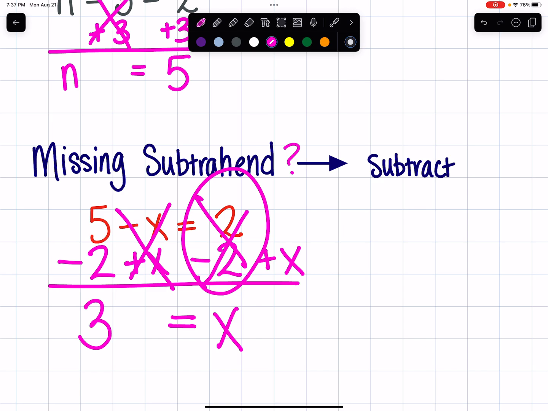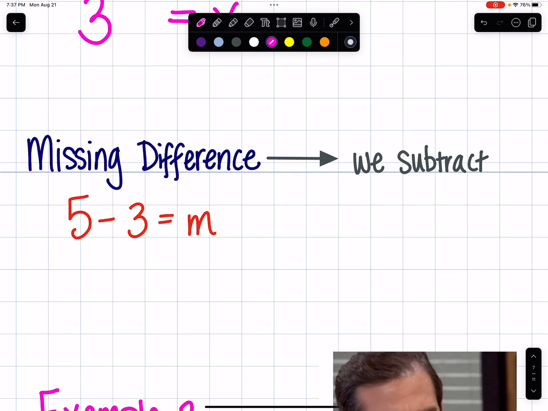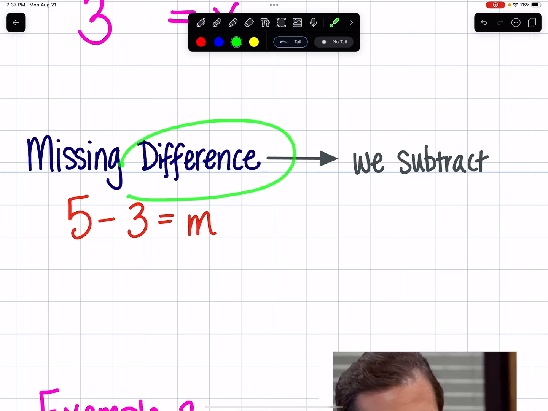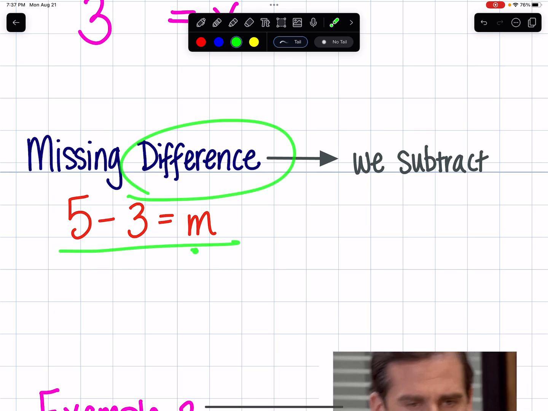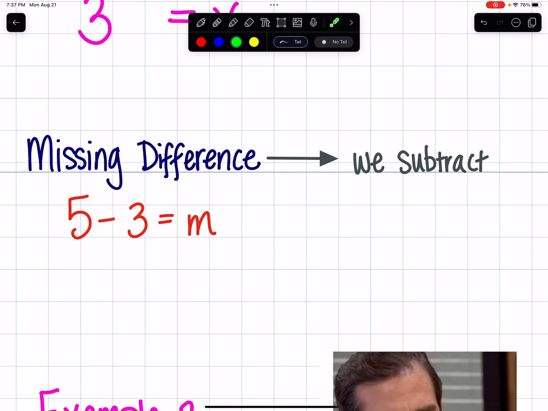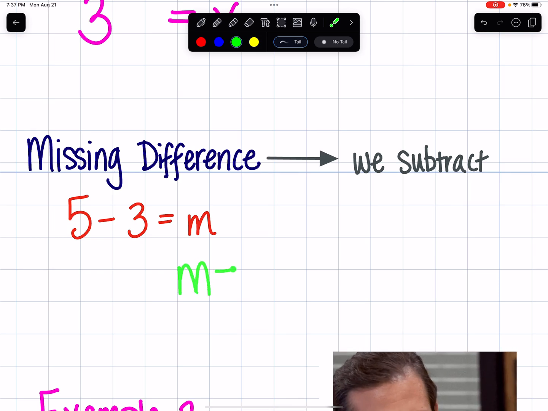Okay, let's move on. What if you have a missing difference? That one's super easy. All you do is you don't know the answer to the question. 5 minus 3 is equal to m. What's m? It's the answer to 5 minus 3. So all you do is subtract. 5 minus 3 is 2, so m is equal to 2.